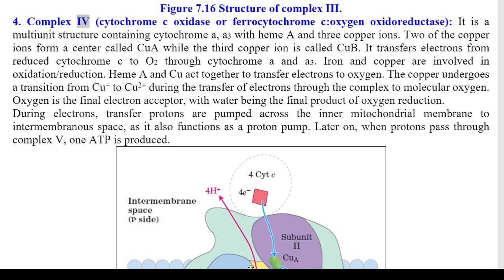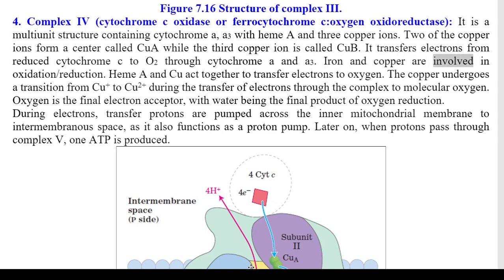For complex IV, cytochrome C oxidase or ferrocytochrome C oxygen oxidoreductase. It is a multi-unit structure containing cytochrome a and a3 with heme a and 3 copper ions. 2 of the copper ions form a center called CuA, while the third copper ion is called CuB. It transfers electrons from reduced cytochrome C to O2 through cytochrome a and a3.